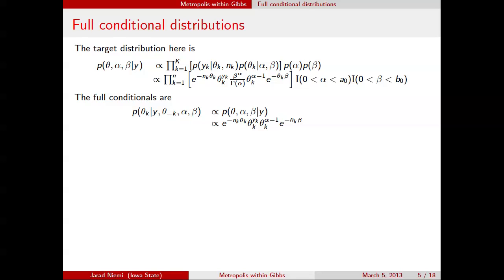We don't care at all about the prior or any components that only involve alpha and beta, because all we care about now is those that involve theta k. So you notice here that the normalizing constant for the gamma disappeared. These indicator functions all disappeared. So we've gotten rid of anything that doesn't involve theta k.